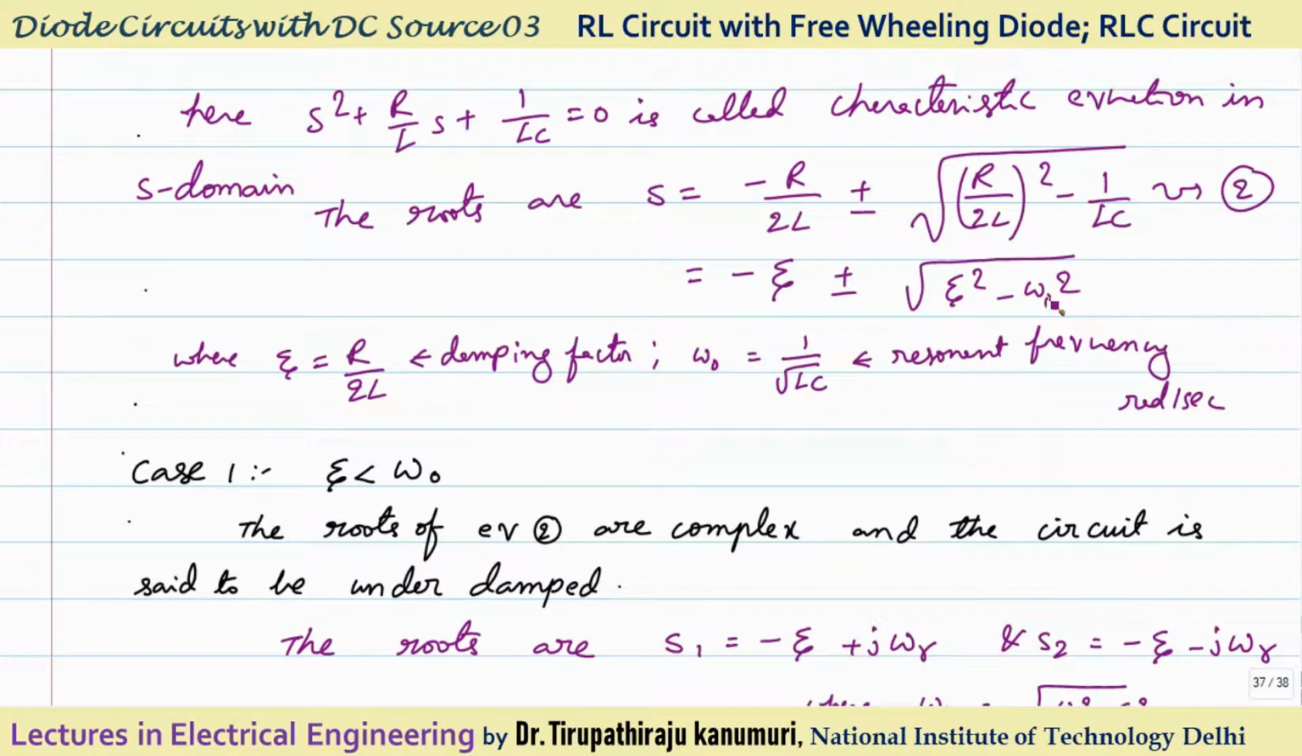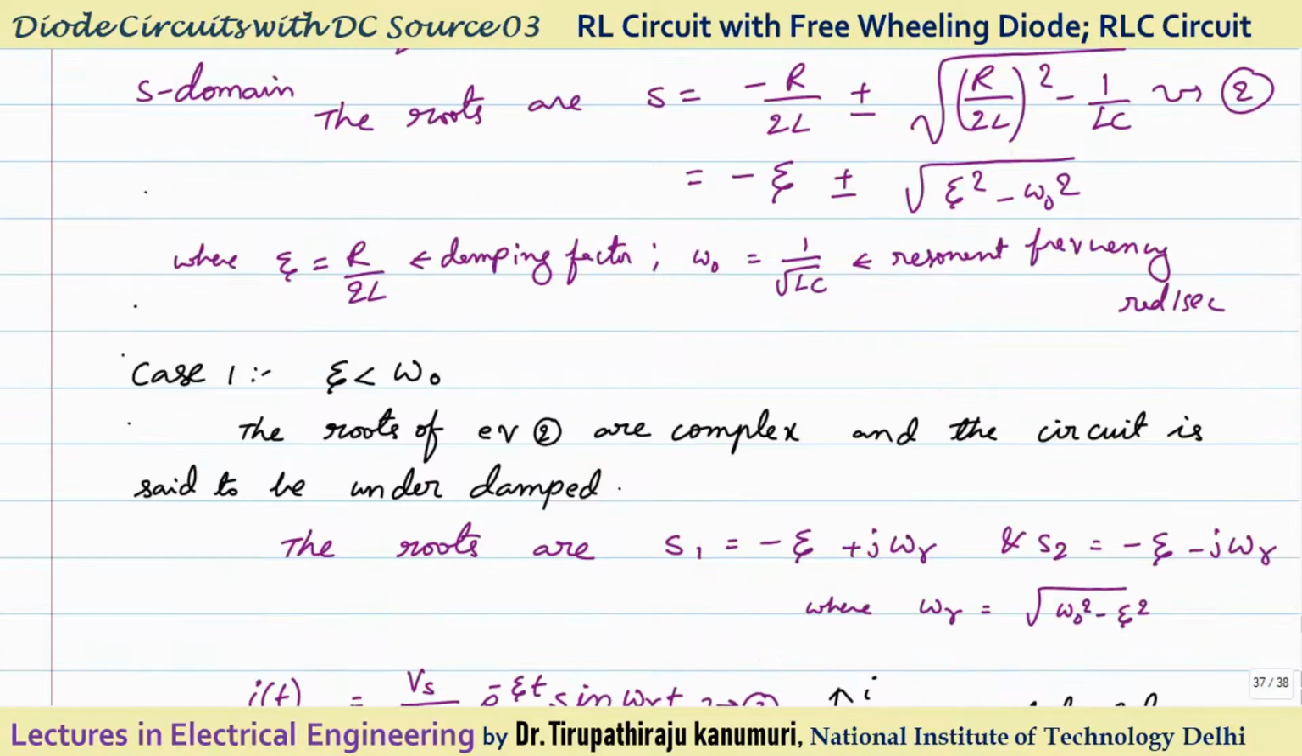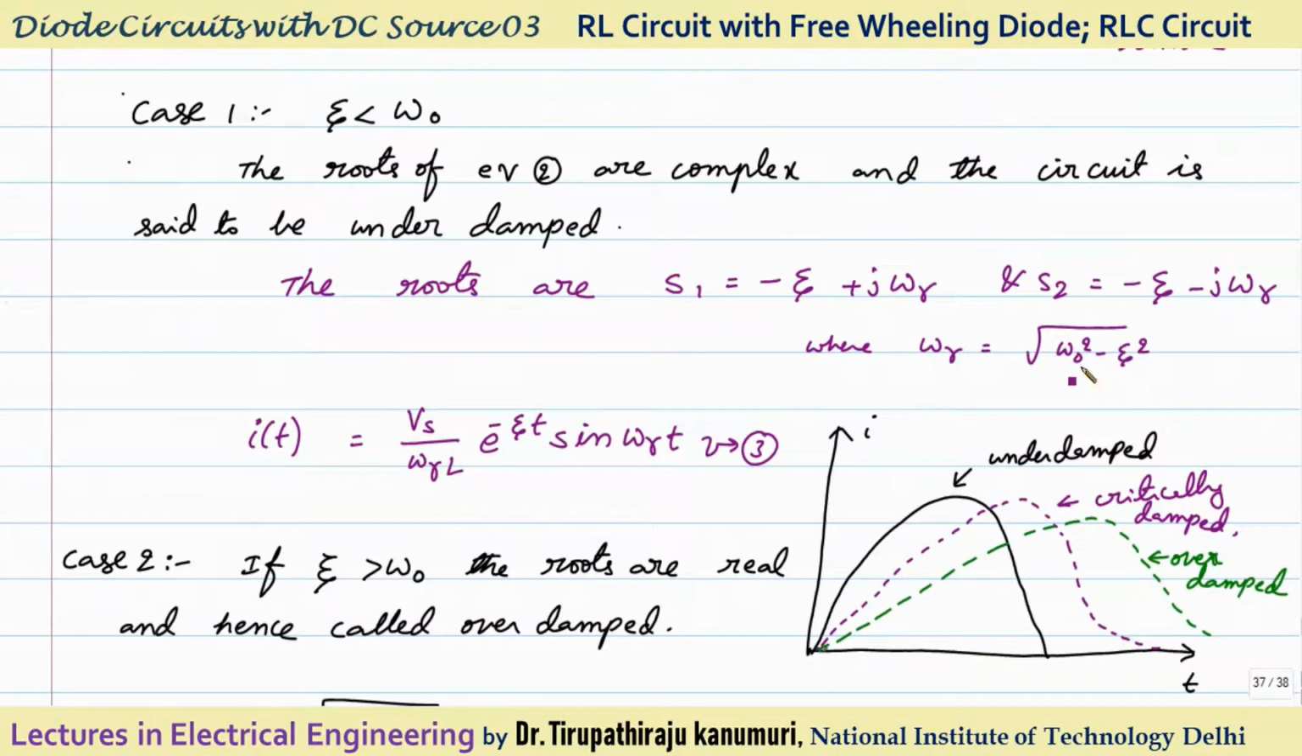Even I can write in this form, agree with me, because this one I can take the minus common, because minus 1 is nothing but equal to j square. So this I can write as j square times of omega naught square minus zeta square, so that the square root will cancel, that j will come out, and another term omega naught square minus zeta square also can easily come out. So that is the purpose I have written here. So that's why this omega r is equal to square root of omega naught square minus zeta square. So this term is called as the ringing frequency.